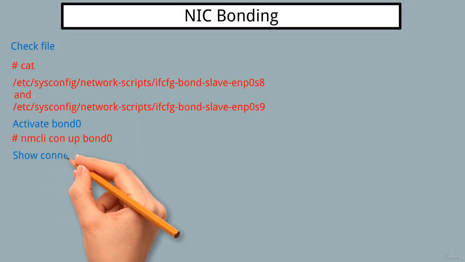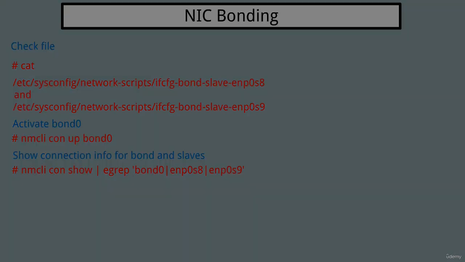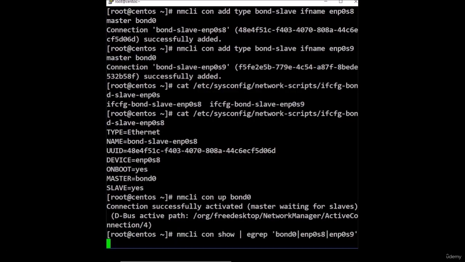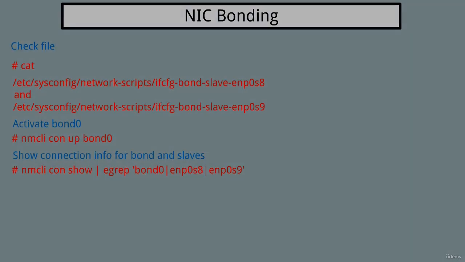And then to show connection info for bond and slaves, we can run this command. Let me just copy and paste that. Hit enter. As you can see, it looks like it's been successfully created. It's a lab environment, but if you get the concept, and even if you're in a different environment or a corporate environment, you can pretty much change a few things and run it the same way as I have and be able to set up NIC bonding through Network Manager.